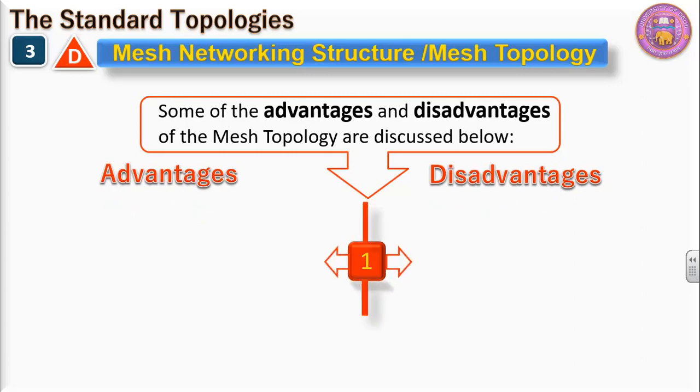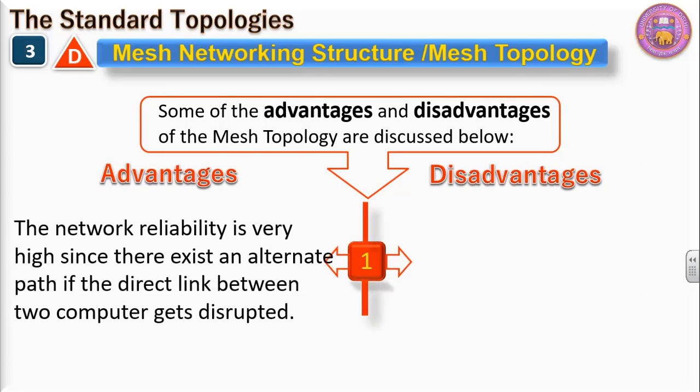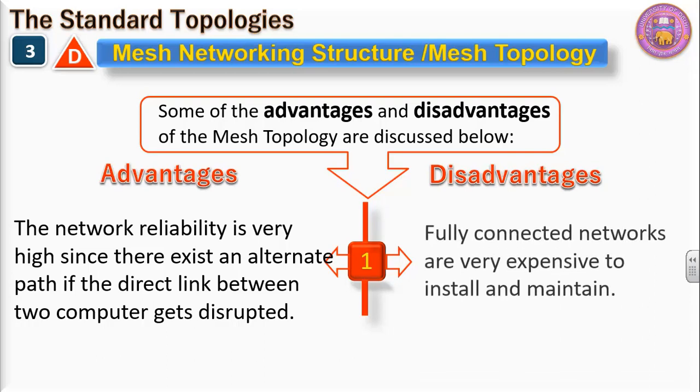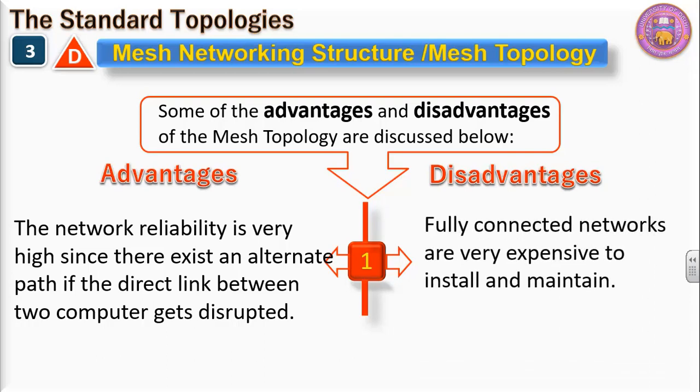Advantages. The network reliability is very high since there exists an alternate path if the direct link between the two computers gets disrupted. And the disadvantage is that fully connected networks are very expensive to install and maintain.